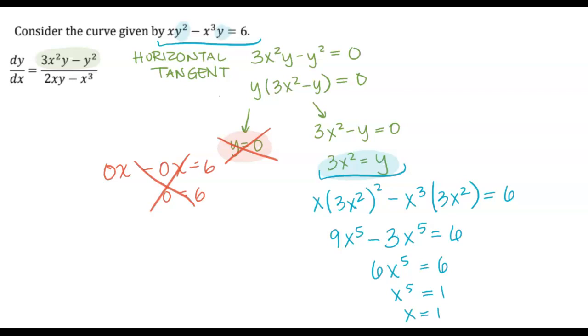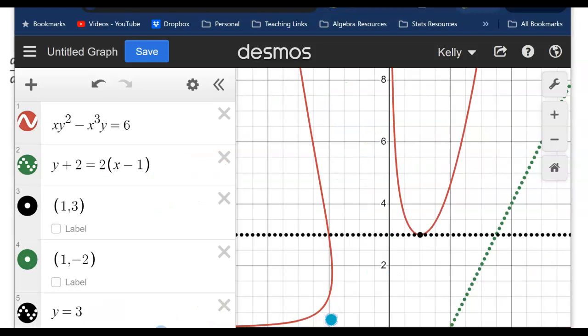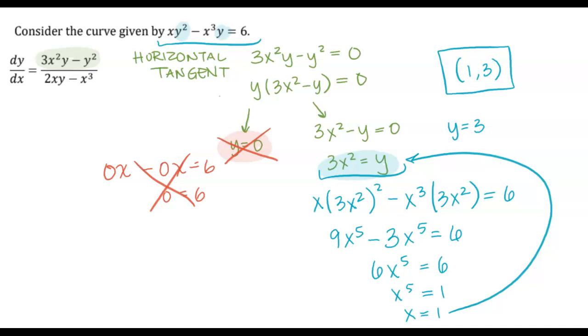Now, of course, we still need to go back and plug this in to get the other part of our point. If x is equal to 1, y is equal to 3. So we got out that we have a horizontal tangent at 1, 3, and only one of them. This matches what we saw in our graph, right? We weren't guaranteed that there wasn't another horizontal tangent, so all this work was lovely and needed, but we can see, yep, there it is at 1, 3, my horizontal tangent.